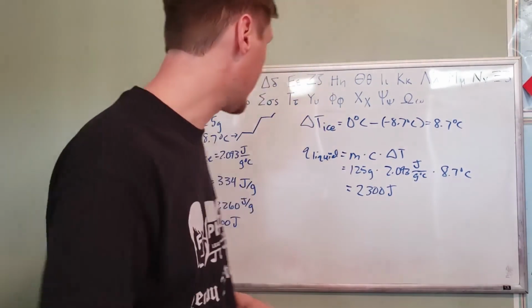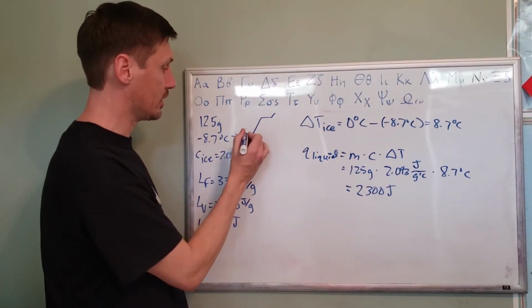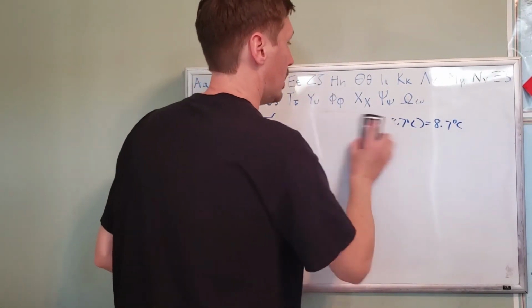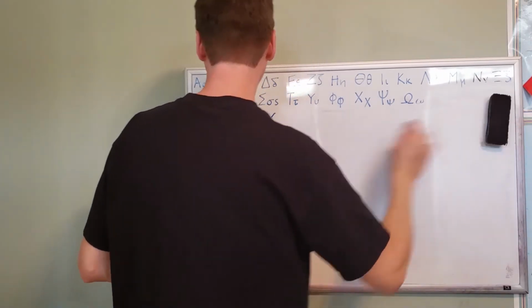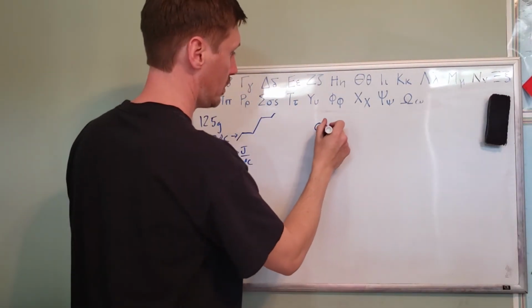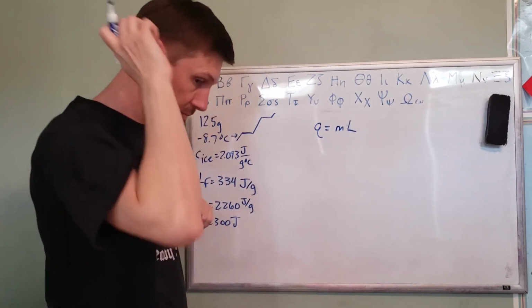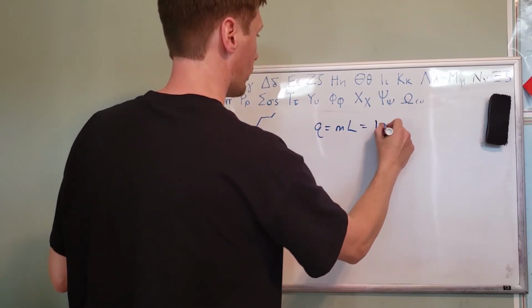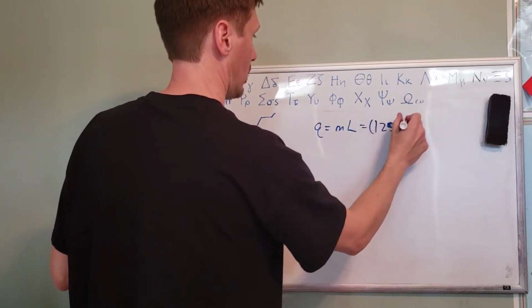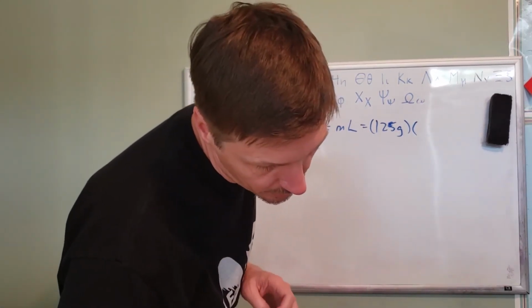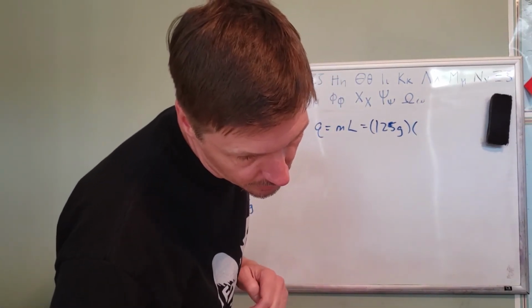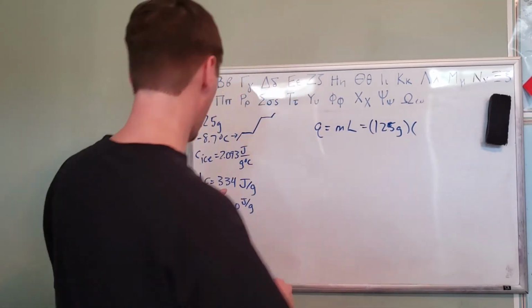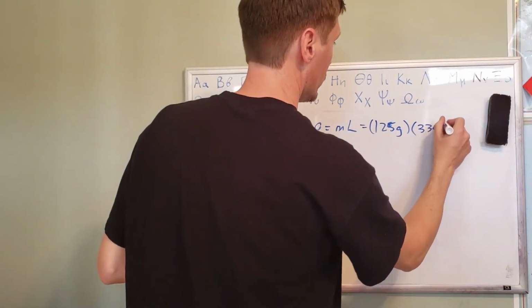The next part is we've got to calculate what was going on during this flat section of the curve right here, right? And so that's what we just learned about when we were discussing latent heat. So our new formula was Q equals mL, right? And so again, our mass hasn't changed. Our mass is still 125 grams. But now we need the latent heat of fusion, right? And that was given to us as 334. That's right here, 334 joules per gram.